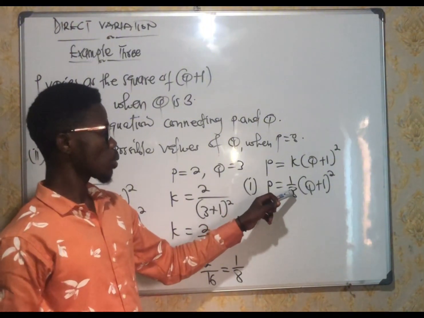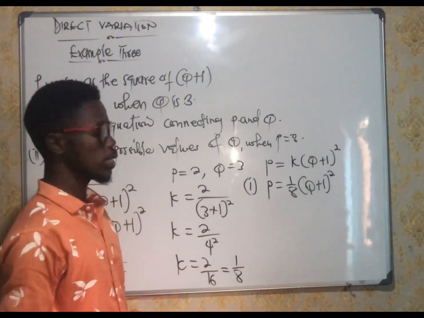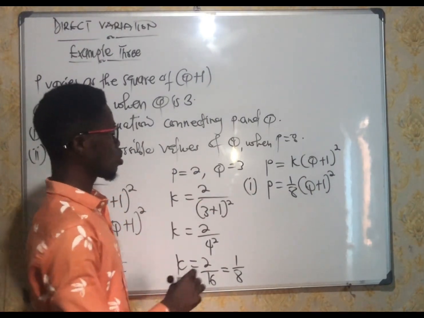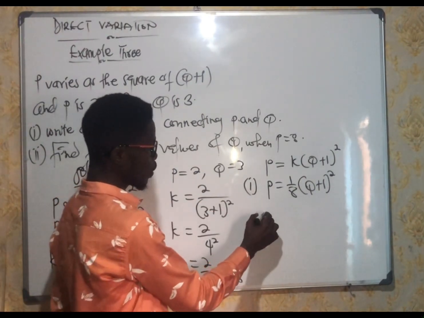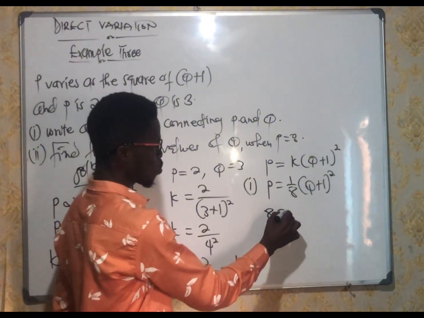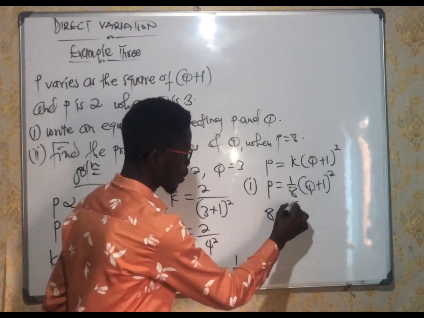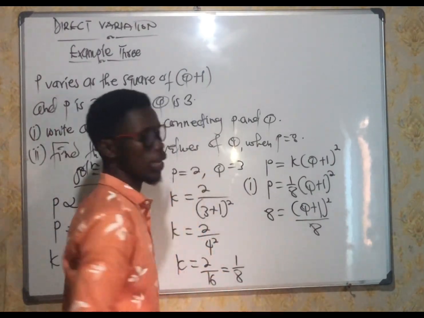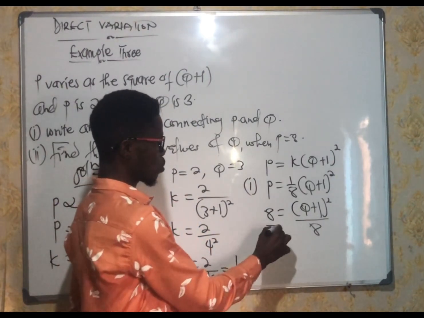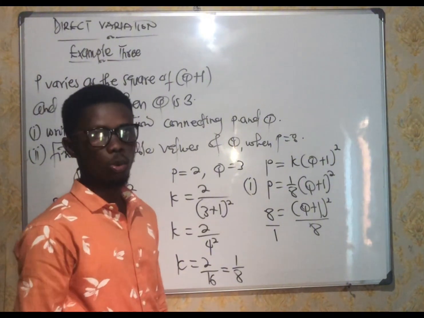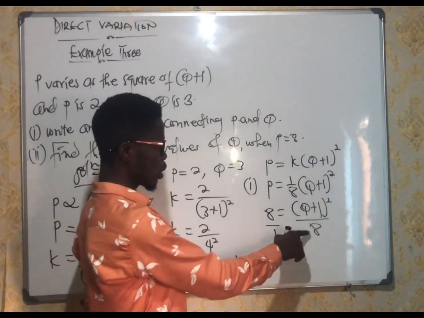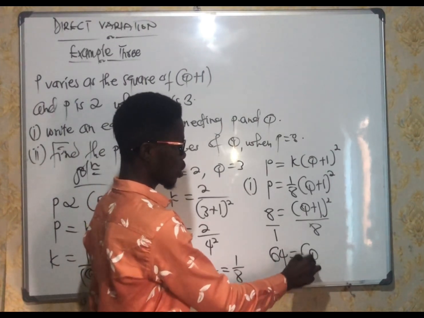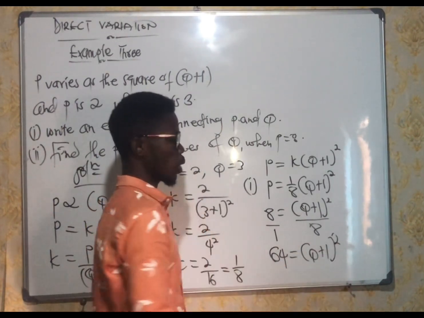The next one, find the possible value of q when p is 8. So we want to find the possible value of q when p is 8. So wherever we see p, we substitute what? 8. So let's see. Here will be 8 is equal to, this one I can write as (q plus 1) squared over 8, like this. Is that okay? This one too is over 1. So I can do cross multiplication here. If I do that, it will be 8 times 8, which is 64, is equal to (q plus 1) squared.